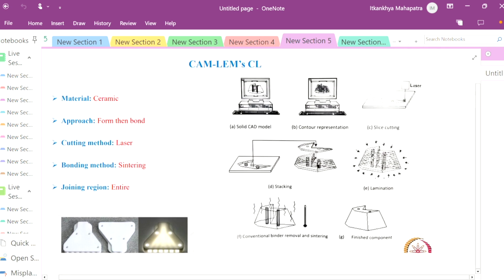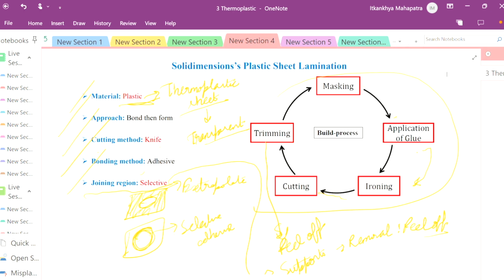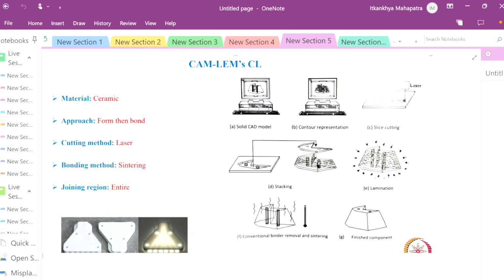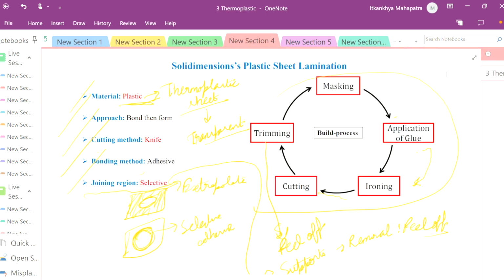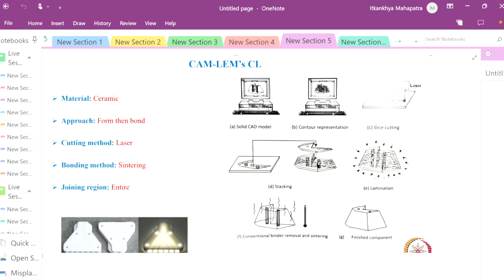Okay, we'll resume. The next process is computer aided manufacturing of laminated engineering materials. Here the material is ceramic, and the approach is form then bond. Earlier it was bond then form. The cutting method here is laser; earlier it was once laser, once knife, and previously also knife. Previously the bonding method was adhesive, now the bonding method is sintering, and the joining region here is entire. We'll understand what it is.